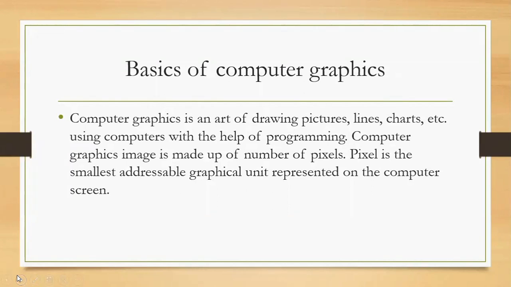Computer graphics is the art of drawing pictures, lines, and charts using computers with the help of programming. A computer graphics image is made up of a number of pixels. A pixel is the smallest addressable graphical unit that is represented on the computer screen.